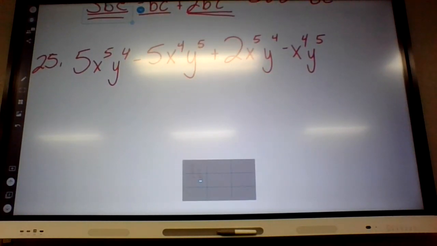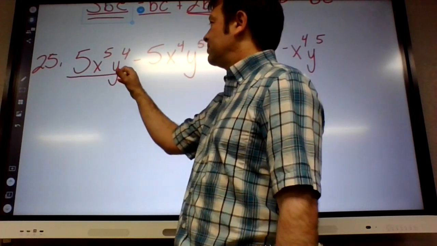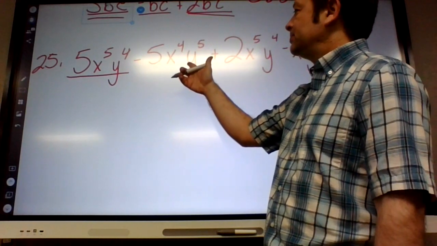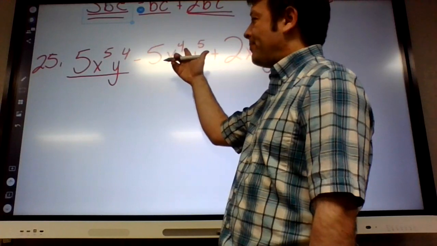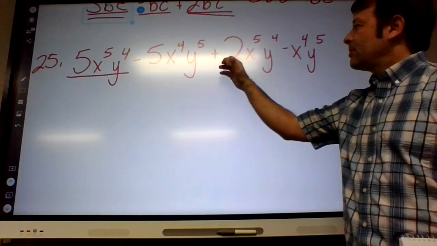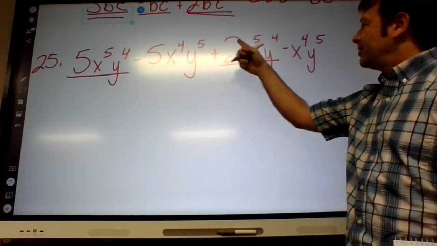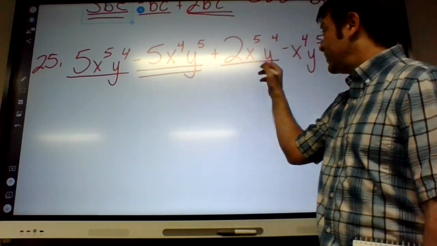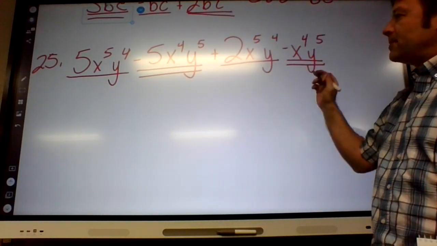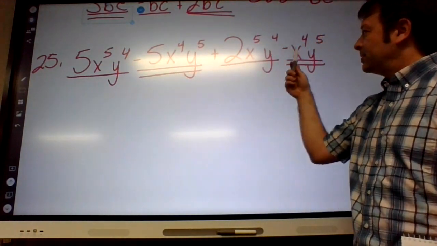Okay, let's identify, are there any like terms? Yes. The first term is like which other term? This one? Yes. Is x to the fifth the same thing as x to the fourth? No, this one. The first and the third terms are like terms. How about these two? Are they alike? Yes. These are both x fourth, y fifths. So we're going to put these two together, first and third, and these two together, second and fourth.